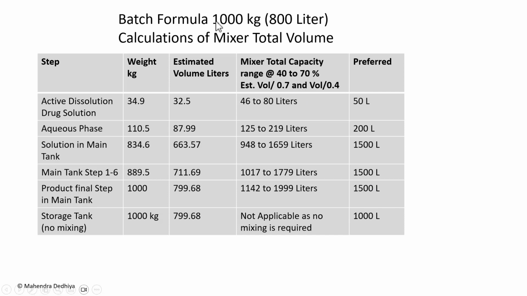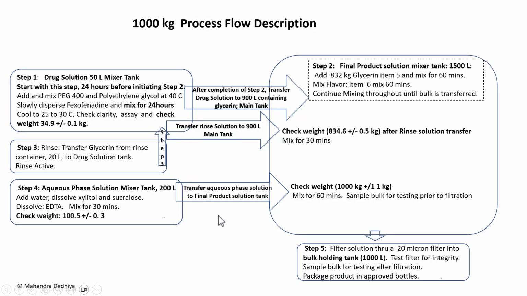And we may have to adjust. Instead of 1000 kilo, we may have to make different batch sizes. So we will need 3 tanks: one to dissolve active, another to dissolve the aqueous phase, and a main tank. The storage tank is a separate tank, and a 1000 liter tank should be sufficient. So now let's look at the process flow diagram with the mixing tanks and the weights.